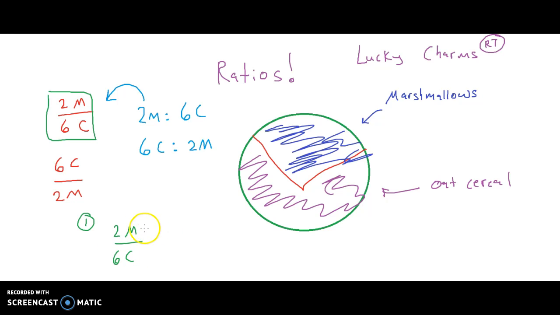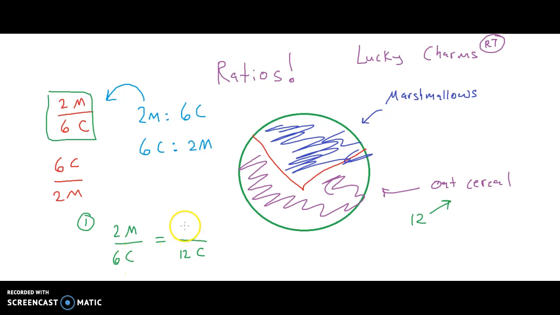Now, step number 2, set that equal to the new unknown ratio. In my example I said we wanted to have 12 ounces of oat cereal, and I wanted to know how many marshmallows we have. Here's what we do, and it's very important. First off, I have 12 ounces of the oat cereal, so I need to match that up with the correct variable. My 6C represents 6 ounces of cereal, so I want to put my 12C in the same spot. So far, so good?